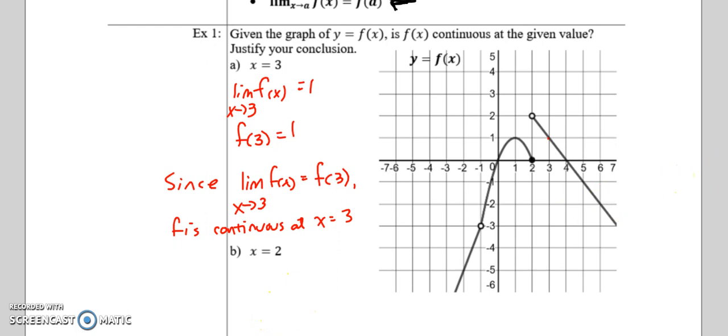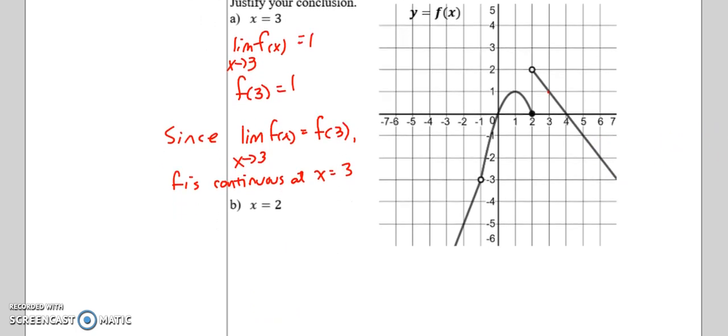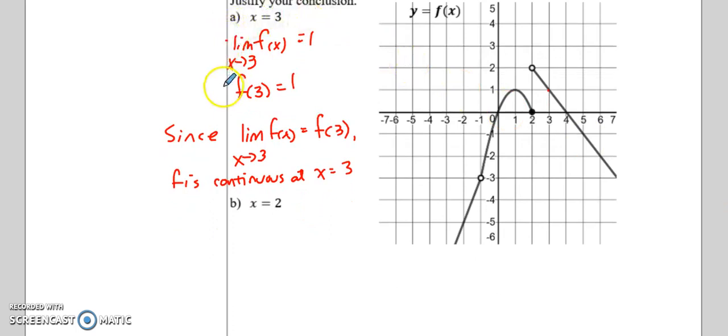Okay? So all three pieces, one piece, two piece, three piece, are true. We have a function that's continuous. Now, continuous at a point.